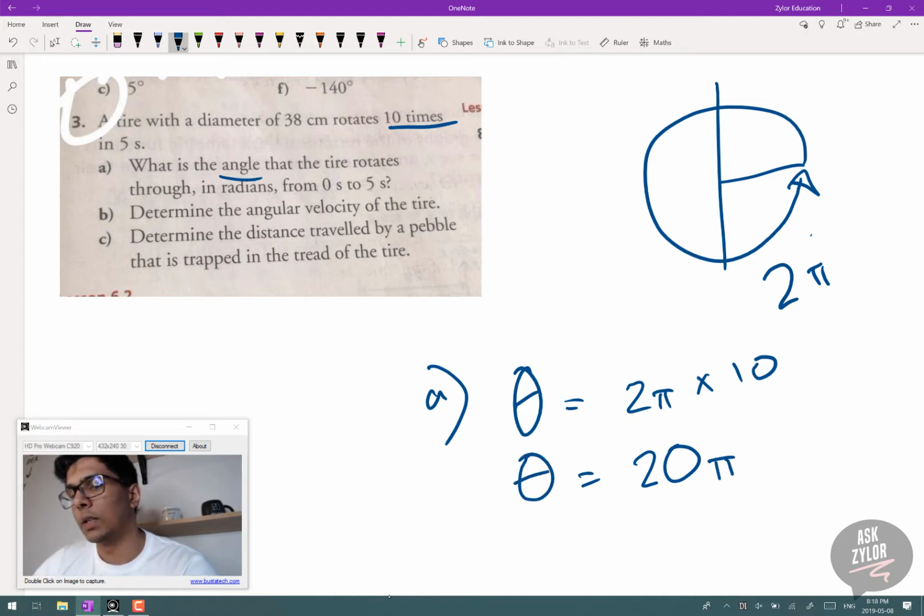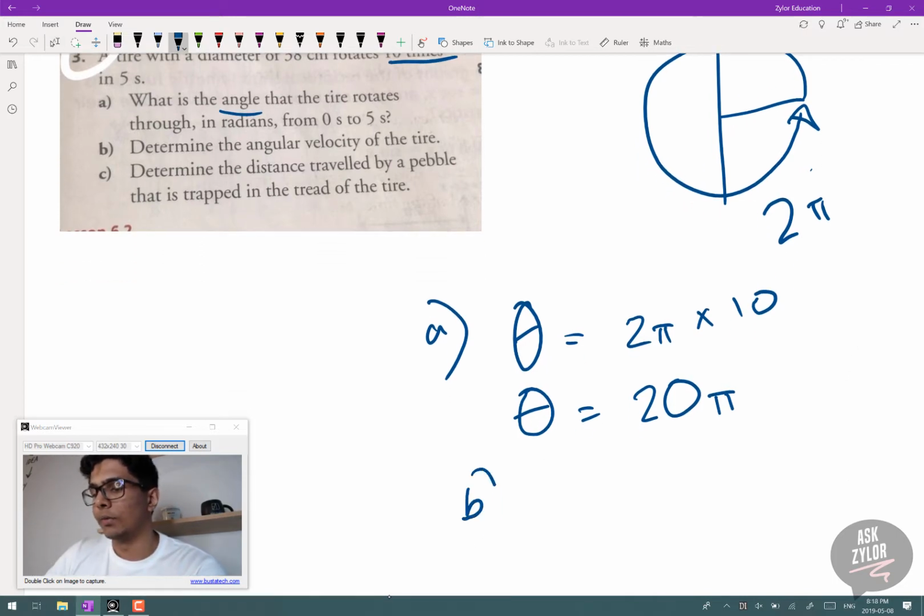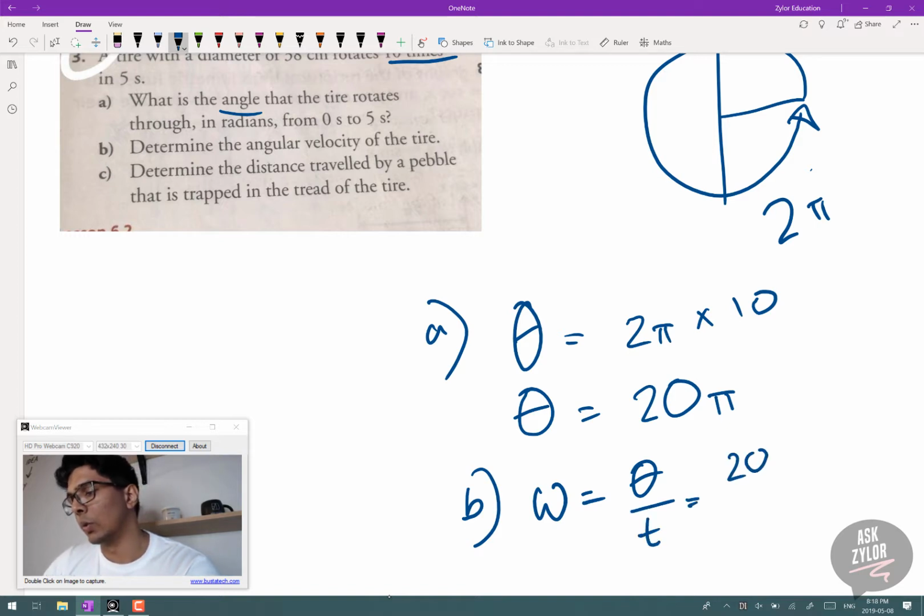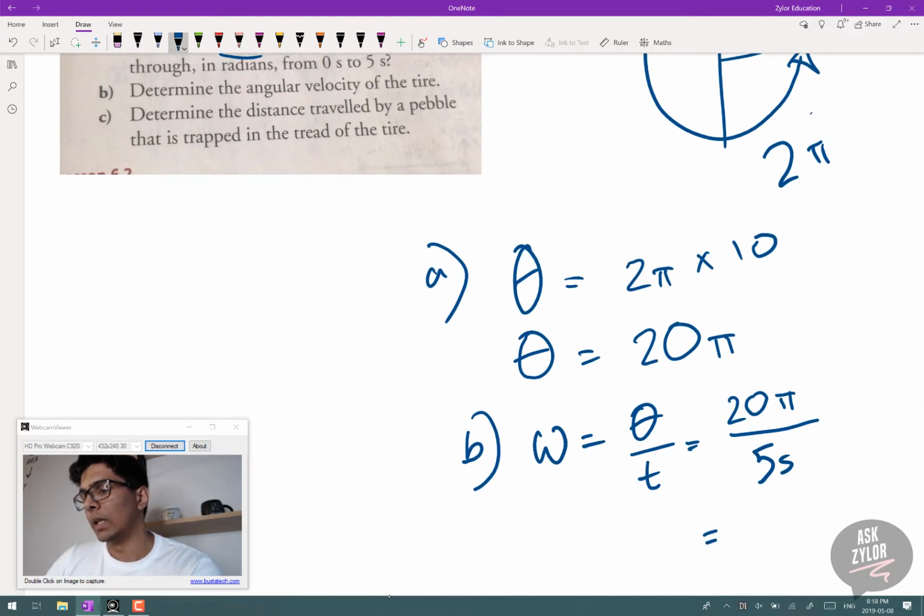Right. Part B is saying determine the angular velocity of the tire. So angular velocity is equal to the angle divided by the time. So the angle in this case is 20 pi, and the time is 5 seconds. I'm going to put in 5. So that gives me 20 over 5 will give me 4 pi radians per second.